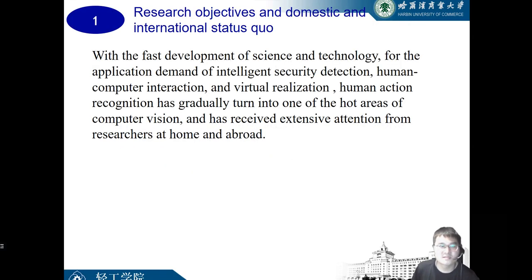With the faster development of science and technology, for the application demand of intelligent synchronity, detection, human-computer interaction, and virtual realization, human action recognition has graduated into one of the host areas of computer vision and has received extensive attention from researchers at home and abroad.